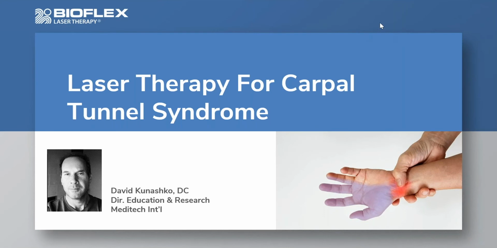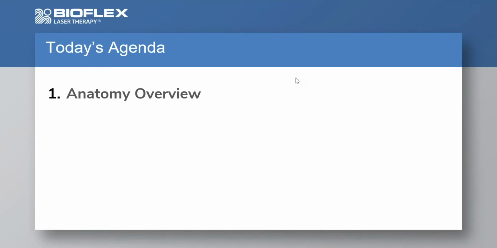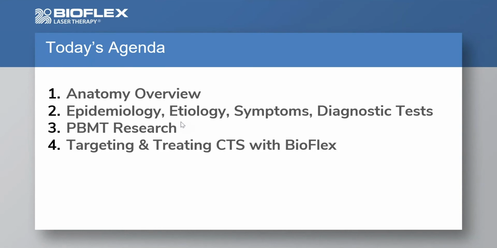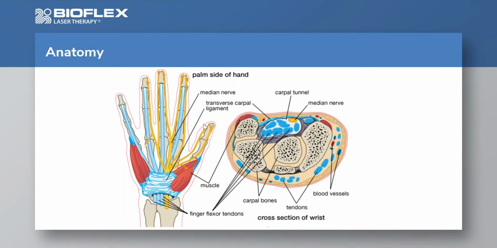And the goal of today's webinar is obviously a basic review of the anatomy. I'll go over the epidemiology, a bit of the etiology, symptoms, and diagnostic testing. Again, a review for everyone out there. I know you're familiar with this. And then I'll talk a bit about the research. I've chosen a few good articles to review and a few good clinical pearls in there as well. And then I'll specifically talk about how you would use BioFlex equipment, the software, and the protocols, and some techniques to improve your efficacy when treating patients with carpal tunnel syndrome.